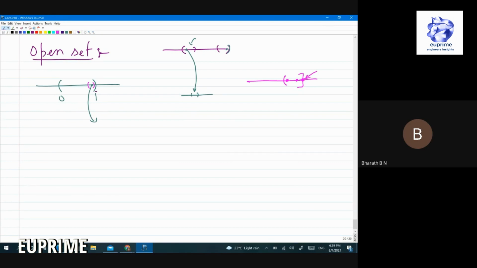Okay, so any questions? Any questions? Sir, can you explain the 1 by n minus 0 in the interval, I mean, in the modulus greater than 10 part?